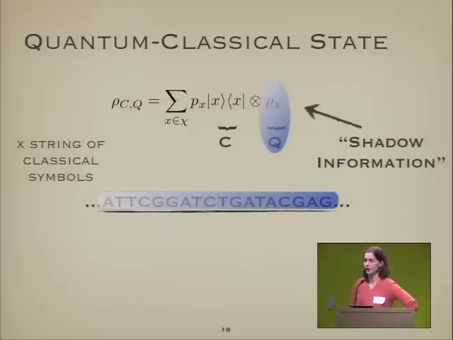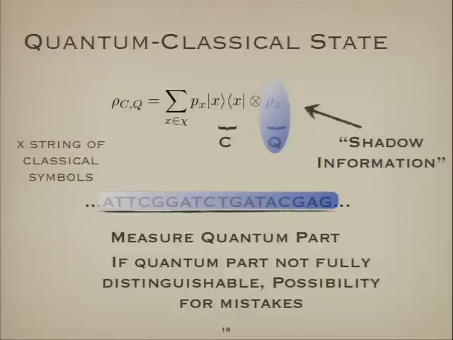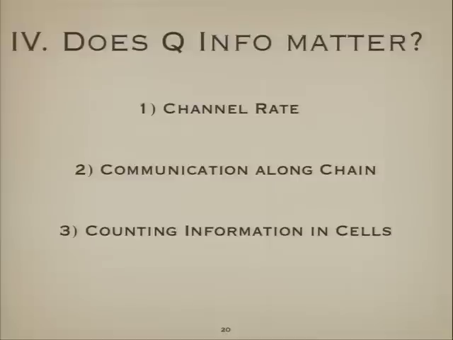And Paul Davies calls this sort of quantum information shadow information. Because in this quantum information, you have at least one copy of the information in your DNA, if not more copies. And if you want to decode your classical information, you measure the quantum part. But it can happen that the quantum part of sites is not fully distinguishable, and this gives the possibility for mistakes. So coming to the most important question, does it matter at all?